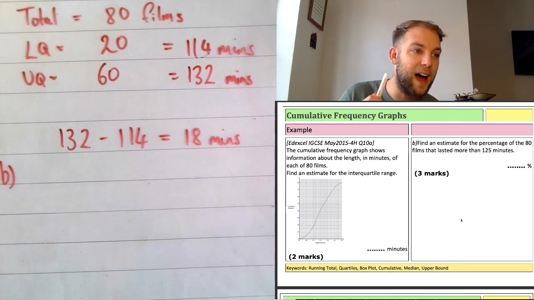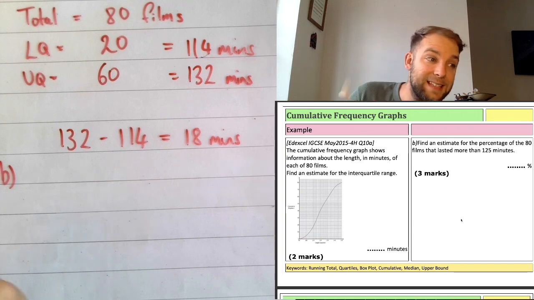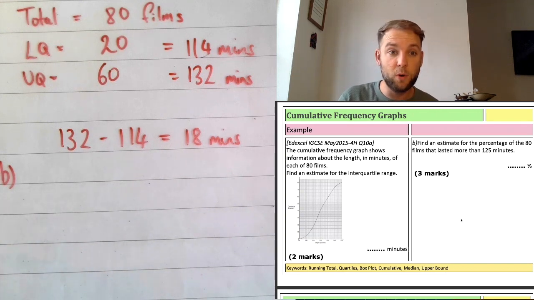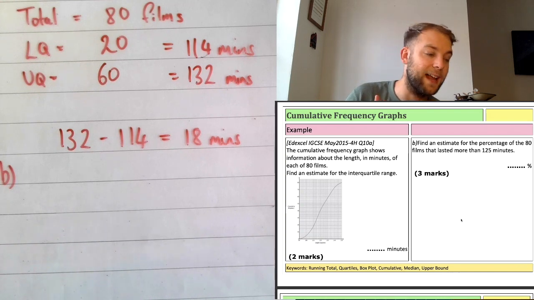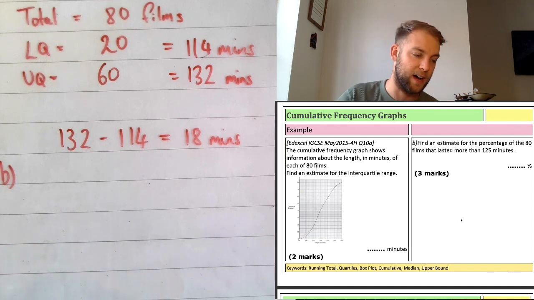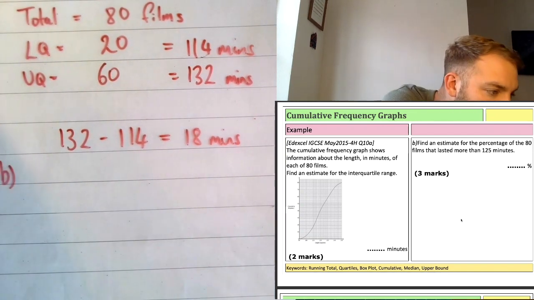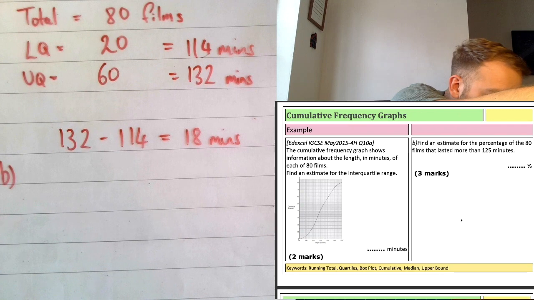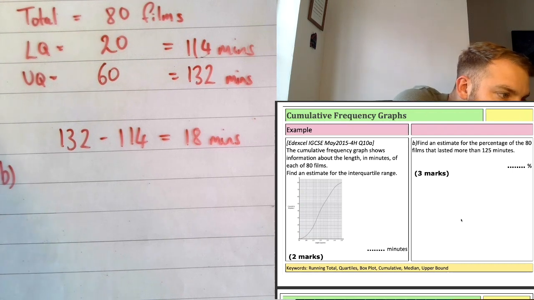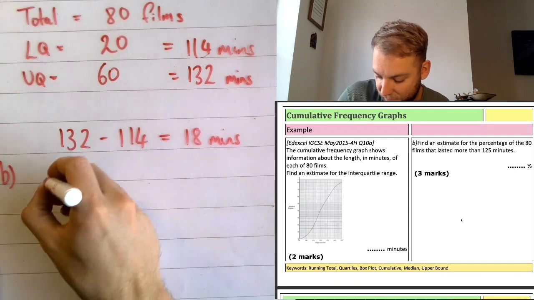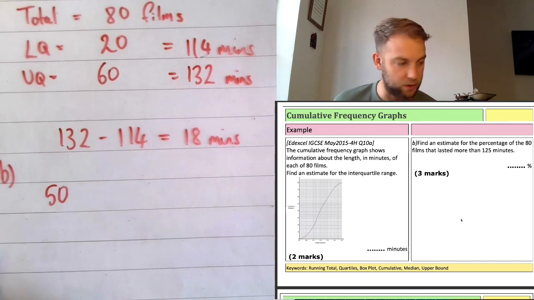It says, find an estimate of the 80 films that lasted more than 125 minutes. So with this one here, you need to first of all find out how many are more than 125 minutes. So I'm going to go across from 125, I'm going to go up. Let's use my ruler on the screen. Up at 125, that there is about 50. Okay, so 50 films if you go across.